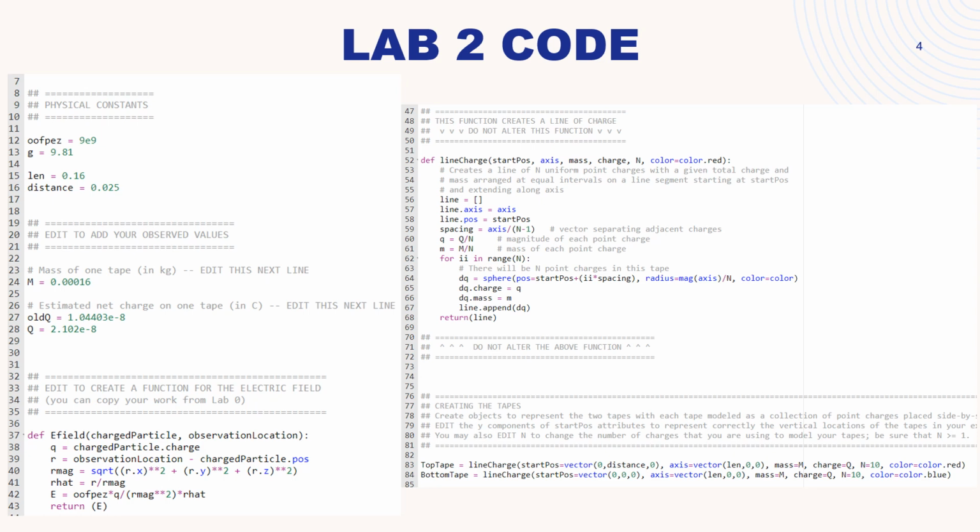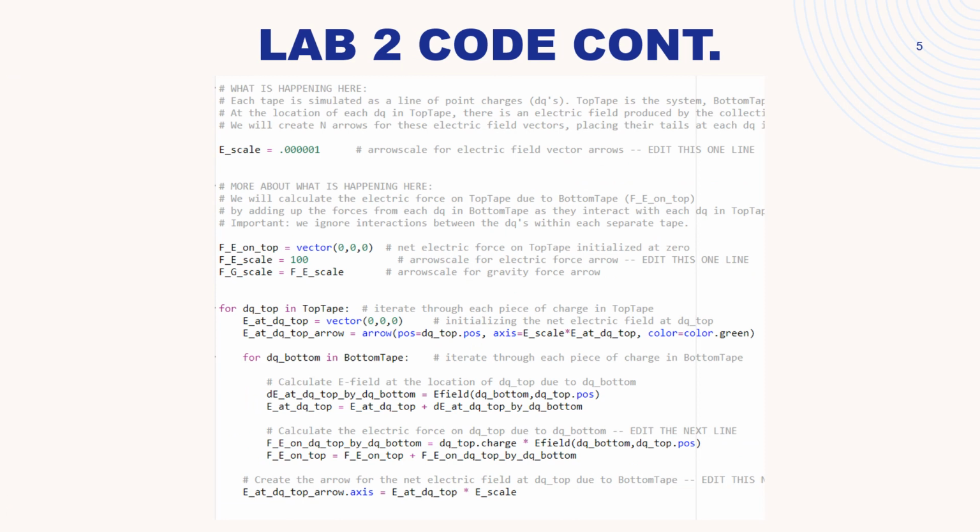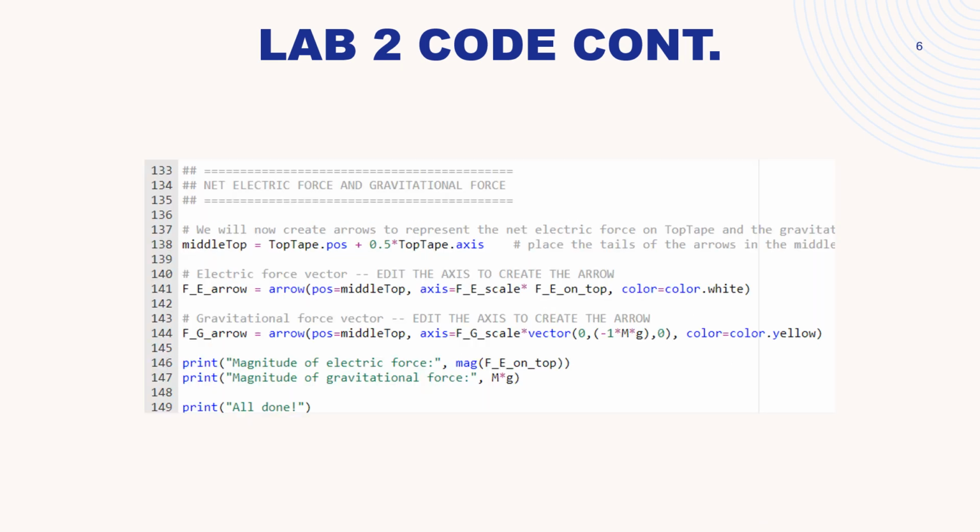Next, we create a line charge using the function given to us in our code. After that, we create two line charges in order to represent the top and bottom tape. Next, we calculate the force of the electric field on the top tape due to the bottom tape. Essentially, we're doing the calculation a large number of times across a large number of sections across the tape to create a more accurate calculation of the force of the electric field. Lastly, we create arrows for the electric force and gravitational force to represent them so we can see them in the viewfinder.